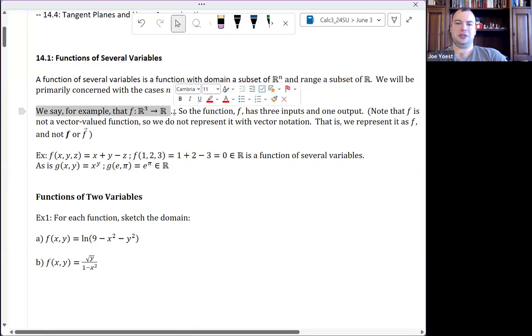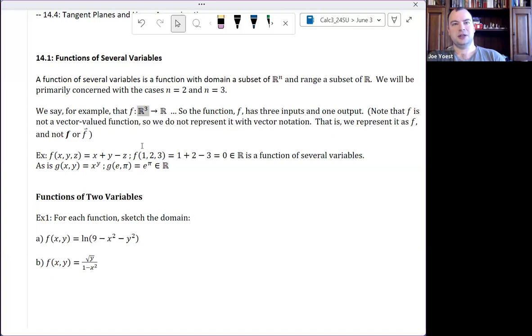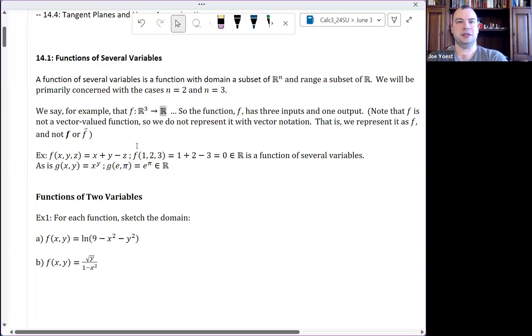So for example, we might say that a function taking R^3 to R is a function of several variables because it has several inputs. It has maybe x, y, and z as inputs. You can almost even think of it as a vector as the input, or certainly a point in three-dimensional space as the input, and the output being just a single variable, just a single number.